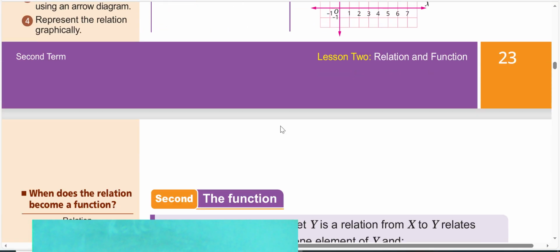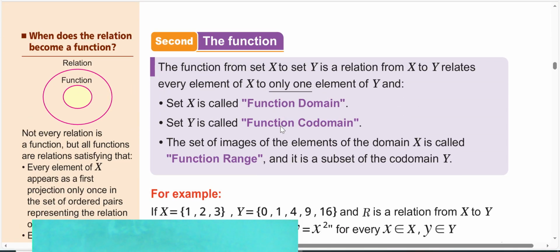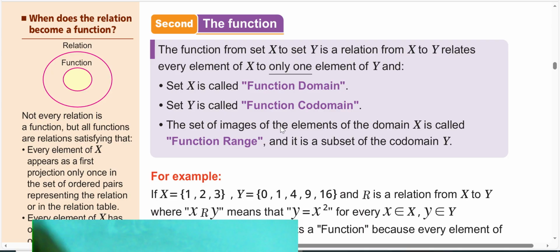Self-evaluation number 3. First, to read this function here. Okay, now we will speak about the function. What about the function? The function is a relation between x and y. But if every element in x has only one image in y, we call it a function. Look at this rule here. The function from set x to set y: the relation from x to y relates every element x to only one element in y, and set x is called the function domain and y the codomain.